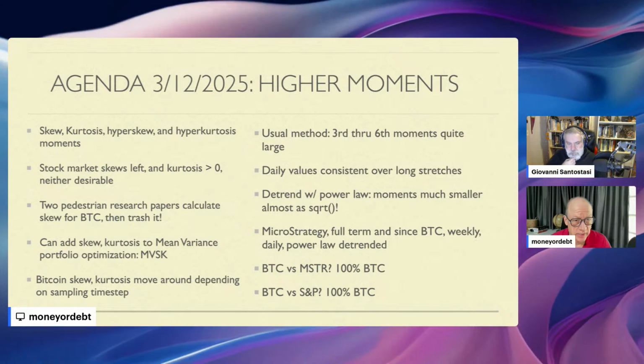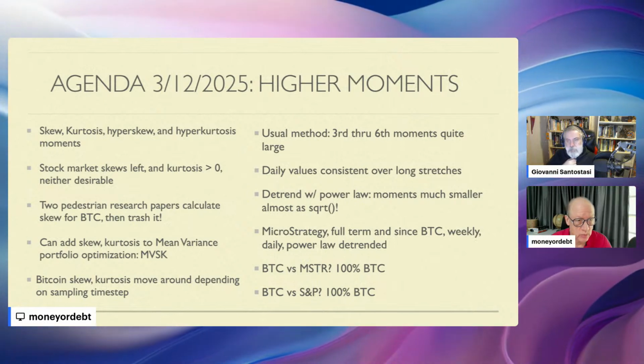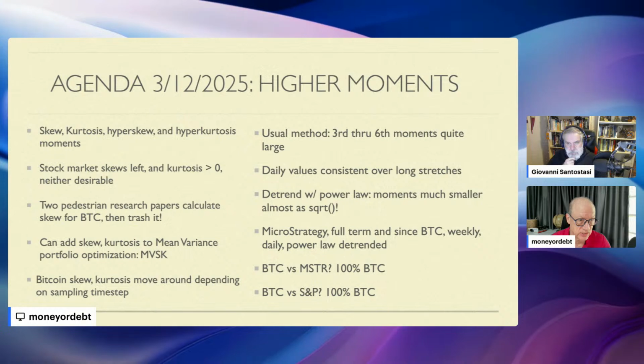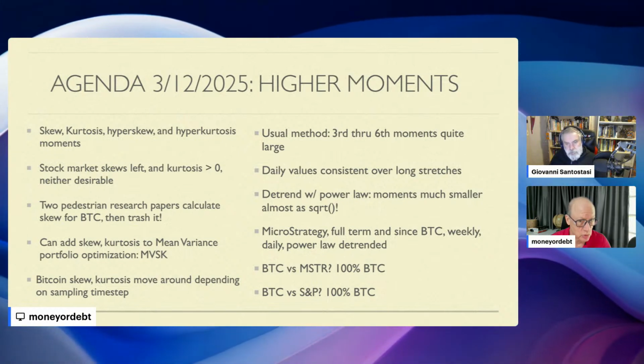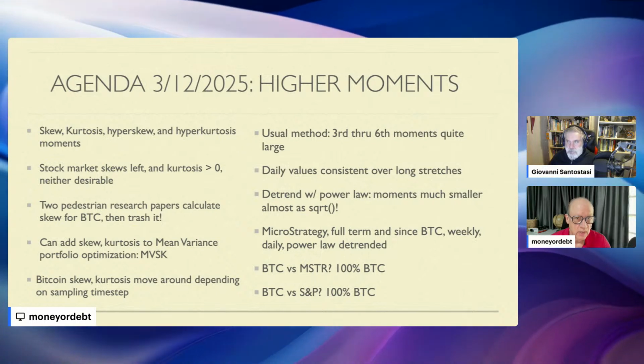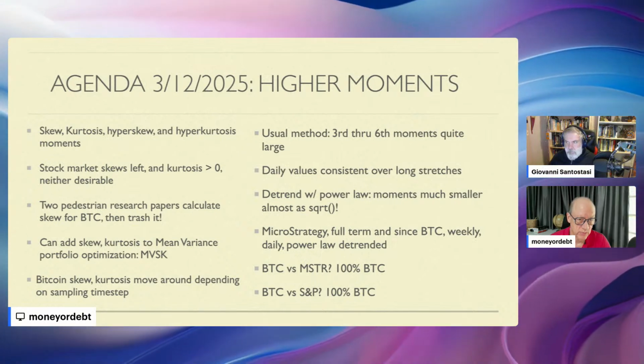But very important, then what we do is we detrend with the power law. And what we find is that the moments are drastically smaller. In fact, they're almost smaller by the square root of the moments that you find with the usual method.